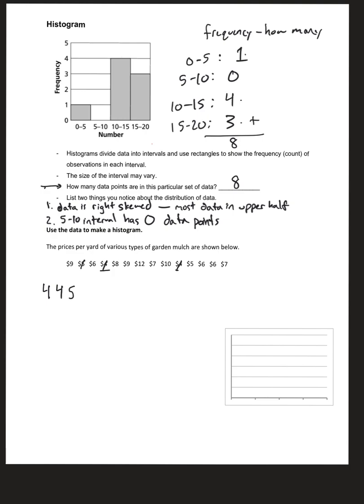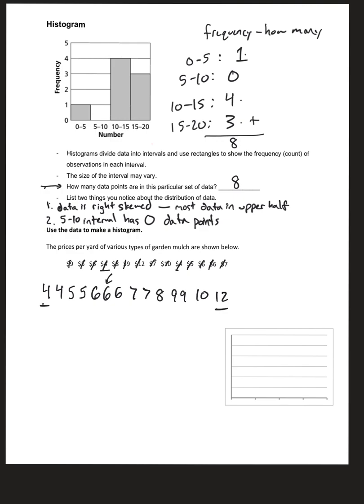Then we'll do 5, 6, 3 6s, 2 7s, and 8, 9, 10, and 12. Okay, so it tells us our lowest value is 4, our highest value is 12, and our most common value is 6, as there's 3 of those.